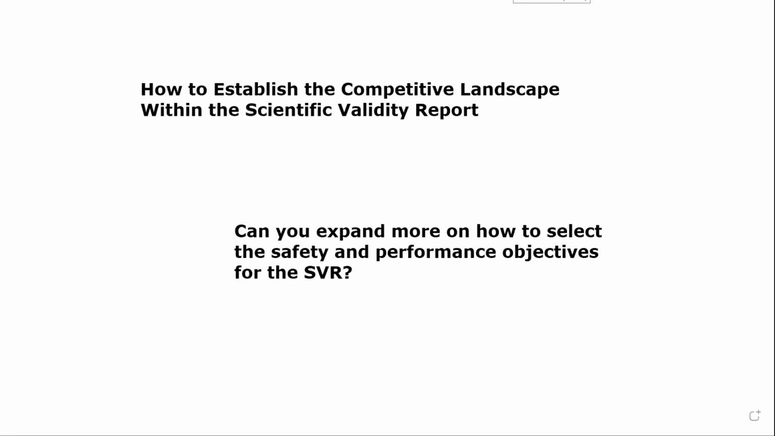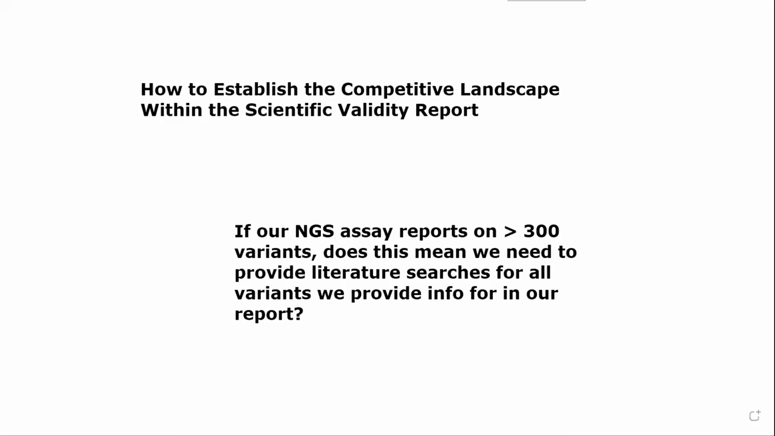Our next question is an interesting one. If our NGS assay reports on greater than 300 variants, does this mean we need to provide literature searches for all variants we provide info for in our report? I think in this instance, it would really depend on the overall scope and the scientific validity.